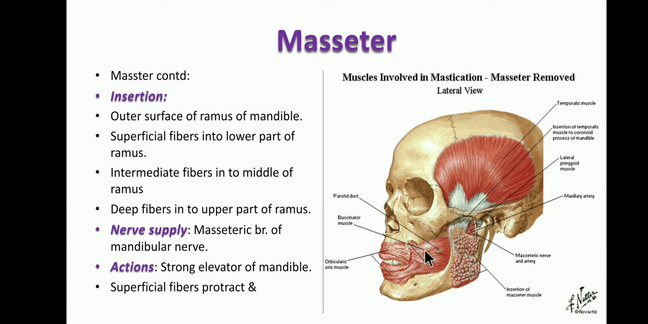So apart from elevating, the superficial fibers protract the mandible, and the deep fibers assist in retracting the mandible. That is, one is pulling the mandible forwards, which is protraction, and the other is pulling the mandible backwards, which is called retraction.